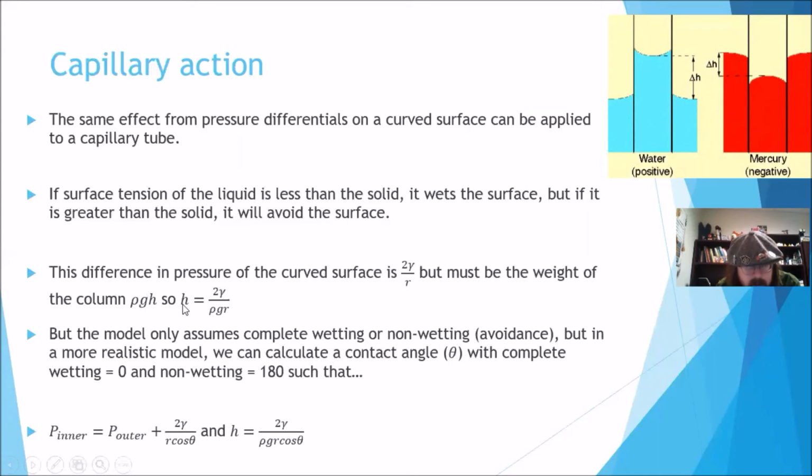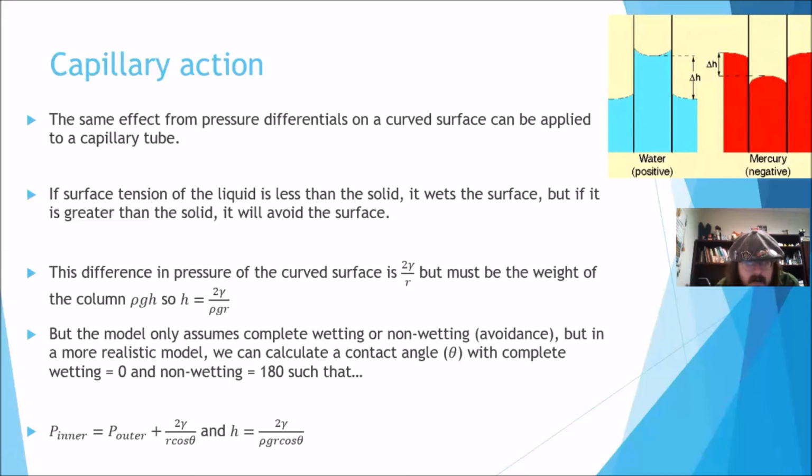Density and gravity are constant, so the height you go up a column relates to the surface tension of the liquid, 2 gamma, the density of the liquid, gravity, and obviously r, the radius of the column, what type of circle this has to make as we go in there. This model only really works if you assume complete wetting or non-wetting, meaning the liquid either completely spreads on the surface or completely avoids the surface.